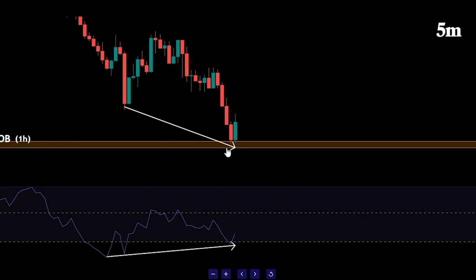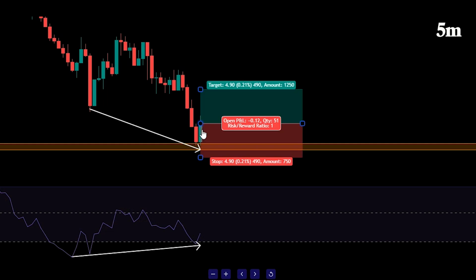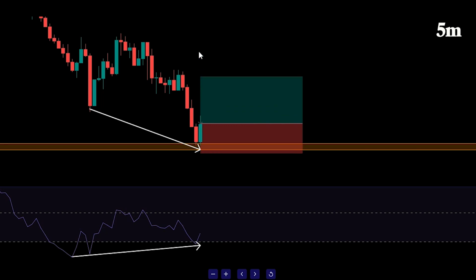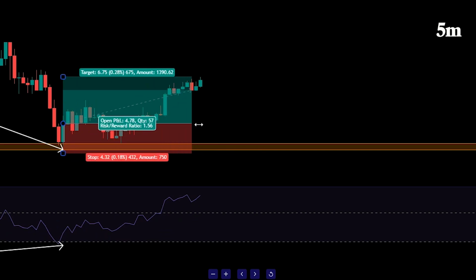Next, add one more layer of confirmation. Candlestick patterns. Personally, I rely on pin bars and engulfing candles. As soon as we see such a pattern, we enter the trade on the candle's close, placing our stop loss below the order block zone. For the target, set it to 1.5 times the stop loss. As you can see, the price moves beautifully towards our target.